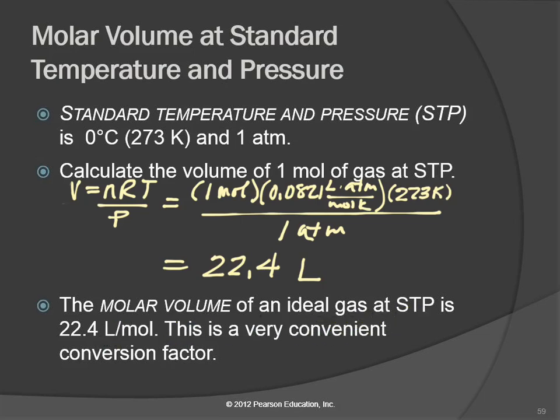The molar mass was the mass of 1 mole. The molar volume is the volume of 1 mole. And we specify at STP. And so for any gas, the molar volume at STP is 22.4 liters per mole. This makes a very convenient conversion factor. If the gas is at STP, we don't have to use the ideal gas law to calculate the volume and the mole relationship. We can just use this number. So let's do an example.